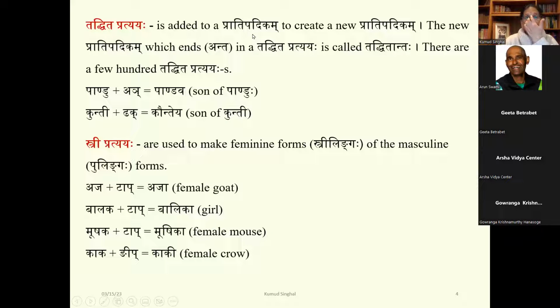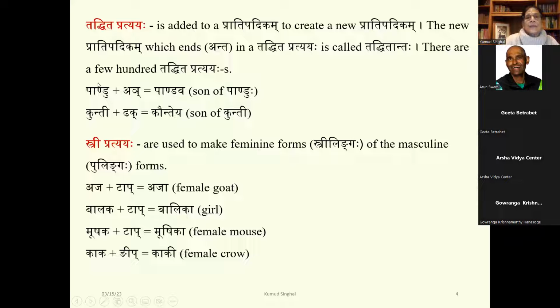So let me just talk briefly about the tadhita pratyayas. This is added to a pratipadikam to get a new pratipadikam. The new pratipadikam, which ends in a tadhita pratyaya, is called tadhitantah. These are the words which end in the tadhita pratyaya. There are a few hundred of these pratyayas.